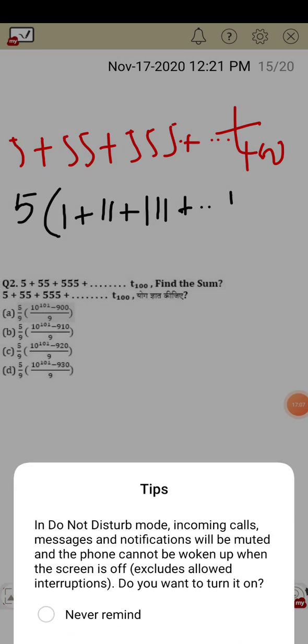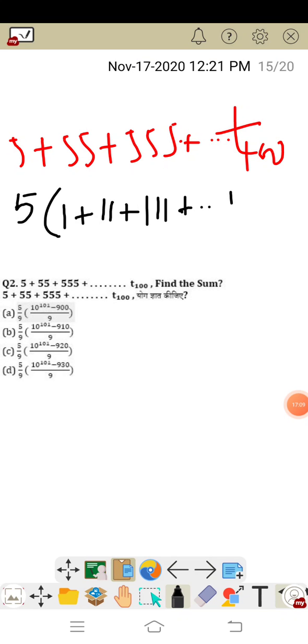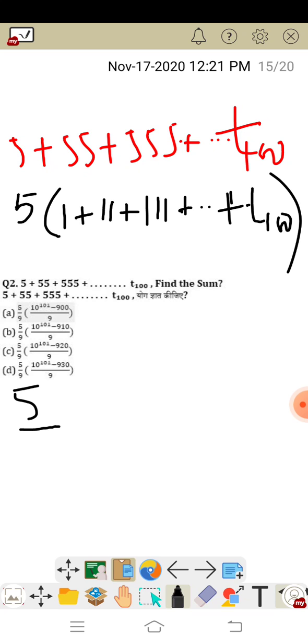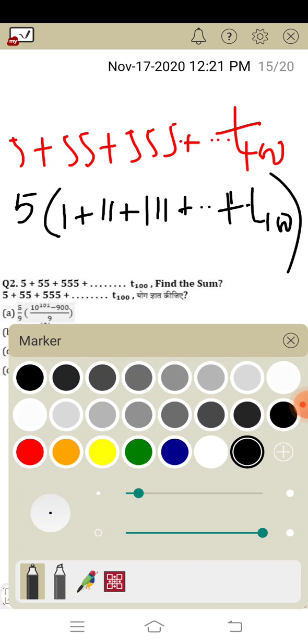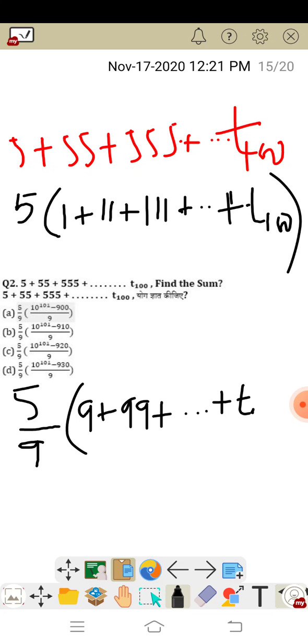Now let's see, and so on up to how many terms? 100 terms. So that is 5 into... again, it is also not in geometric progression. Then what will we do? Multiply and divide by 9. Let's see what happens: 5 by 9 into 9 plus 99 plus, and so on, plus 100 terms. Now you already know this sum for 100 terms, from the last question.